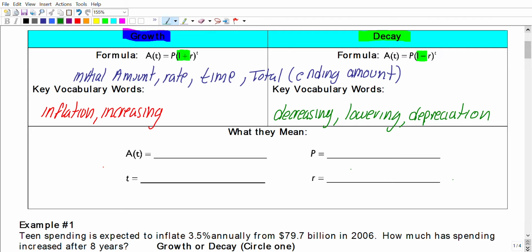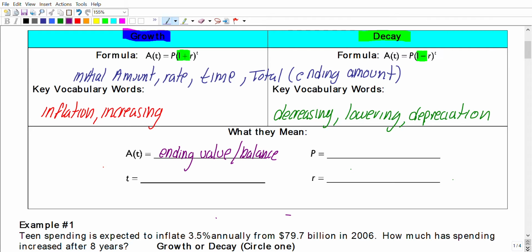Sorry about that, guys. Totally sneezed all over my computer. But anyways, this is a function right here. This is the function A of t. And this represents our ending value. So when we're calculating something, we're finding our ending value or ending balance. That is what A of t is.